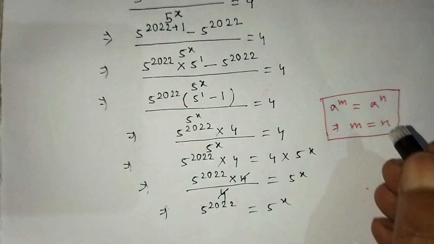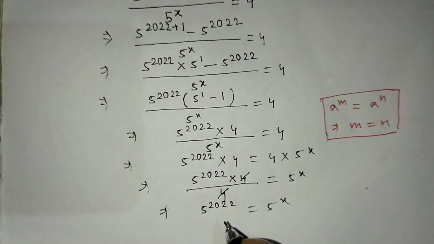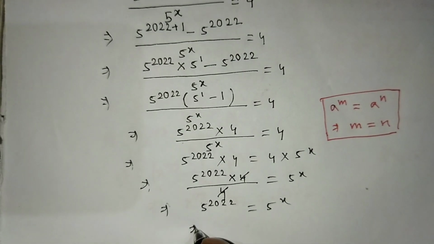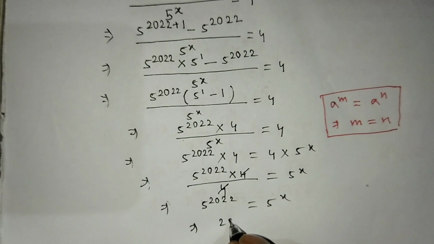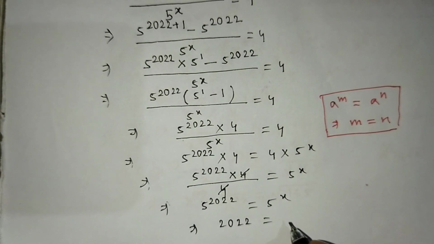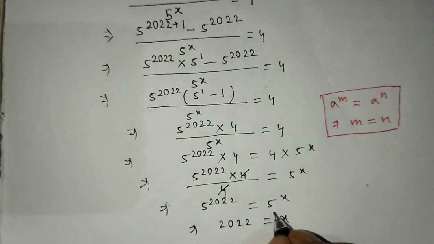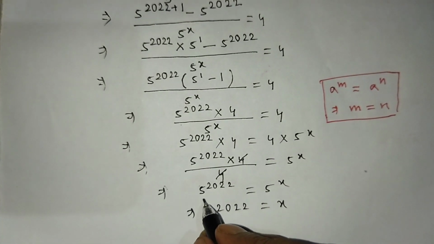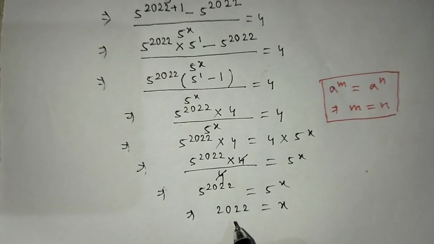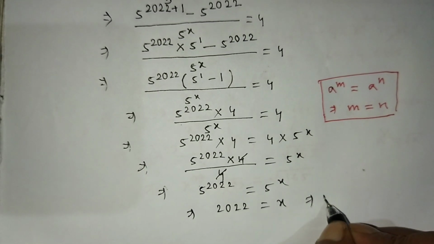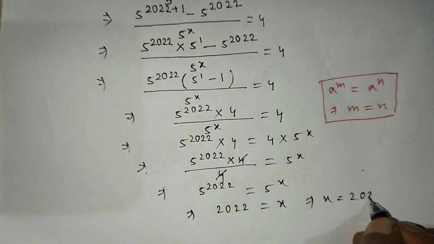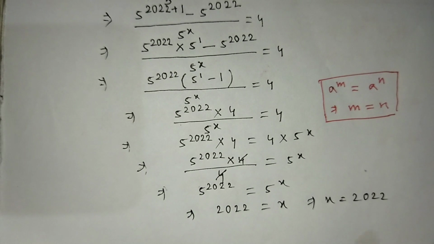So my dear student, if you apply this formula in this equation, we have to write 2022 is equal to x. In both sides base is equal, that means we have to cancel 5. So we have to remove the digit 5 and write only the power. So the value of x will be 2022. So my dear student, our answer is complete.